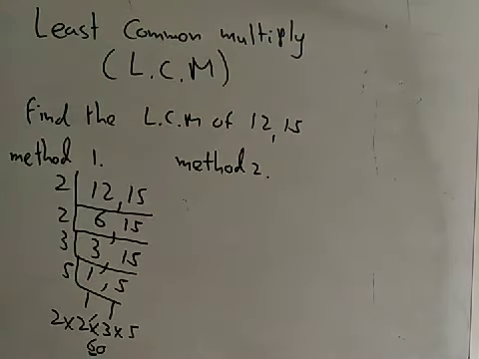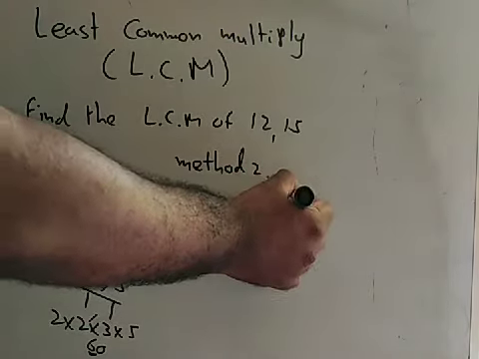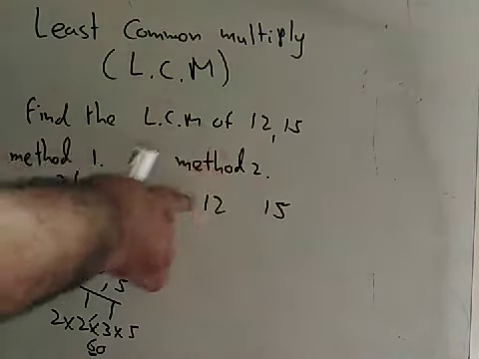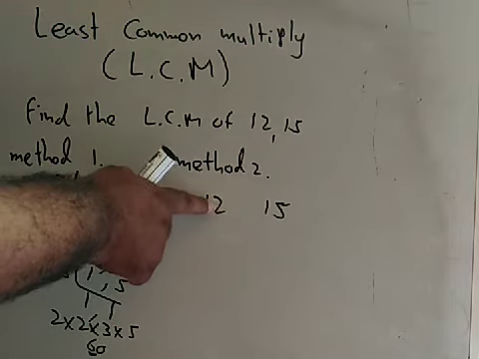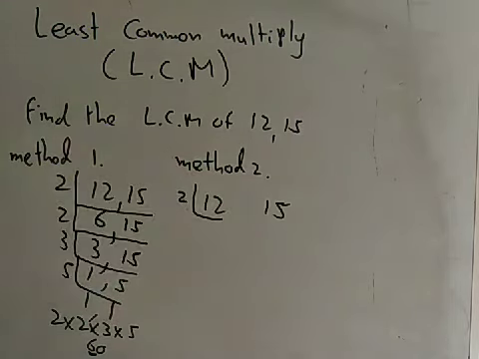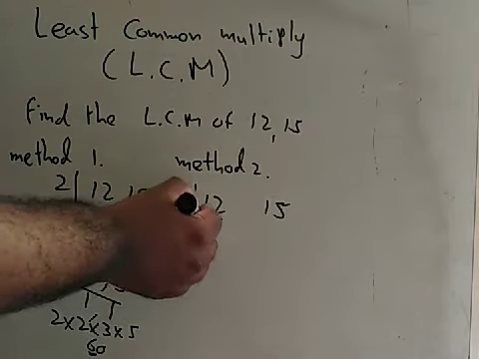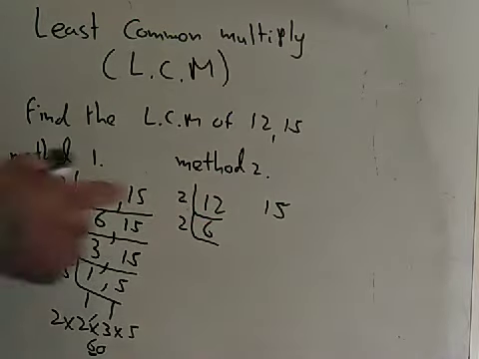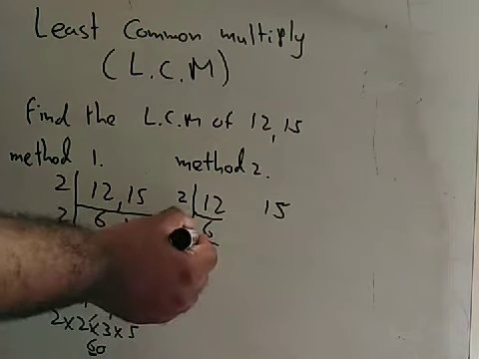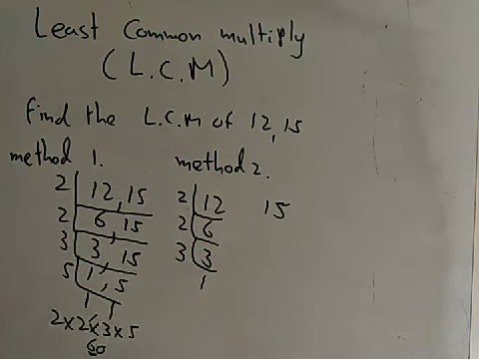Method 2. 12 and 15, let's take them one by one. For 12, the unit place is 2, so 12 can be divided by 2. 12 divided by 2 is 6. Again 6 can be divided by 2, giving 3. Now 3 can only be divided by 3. 3 divided by 3 is 1.